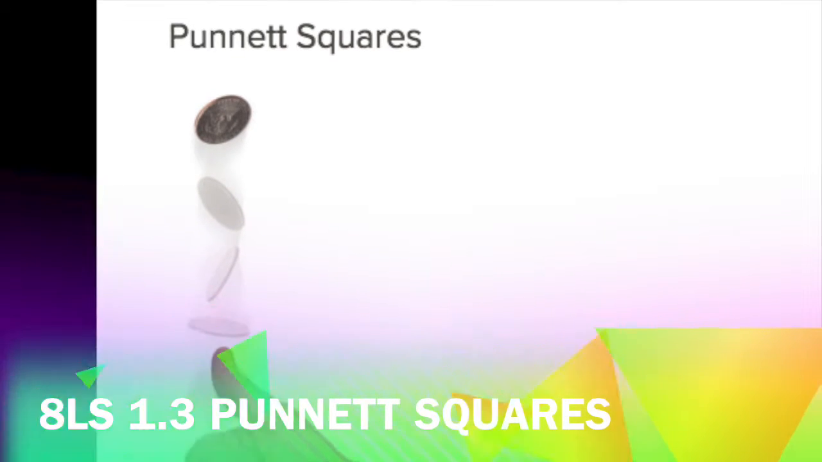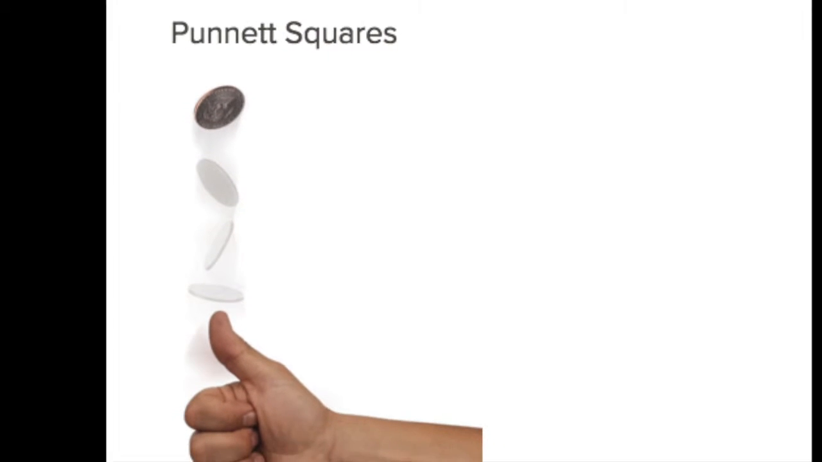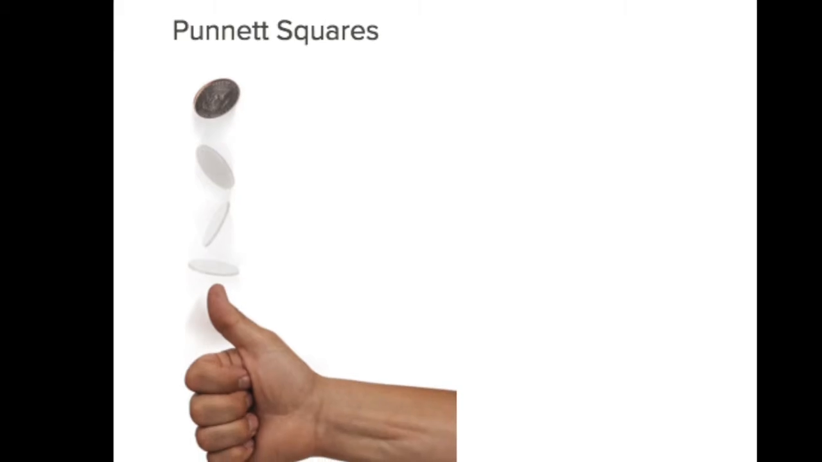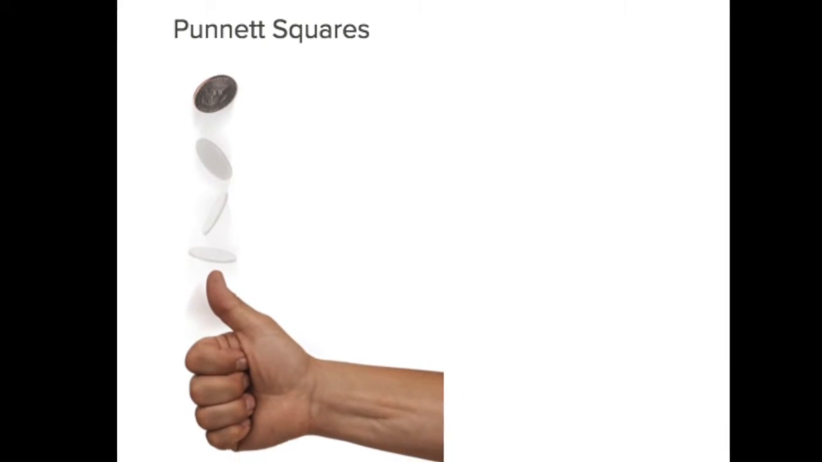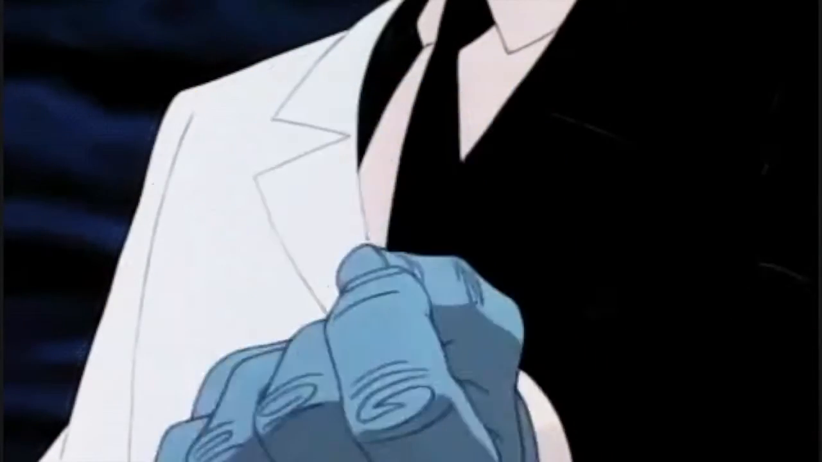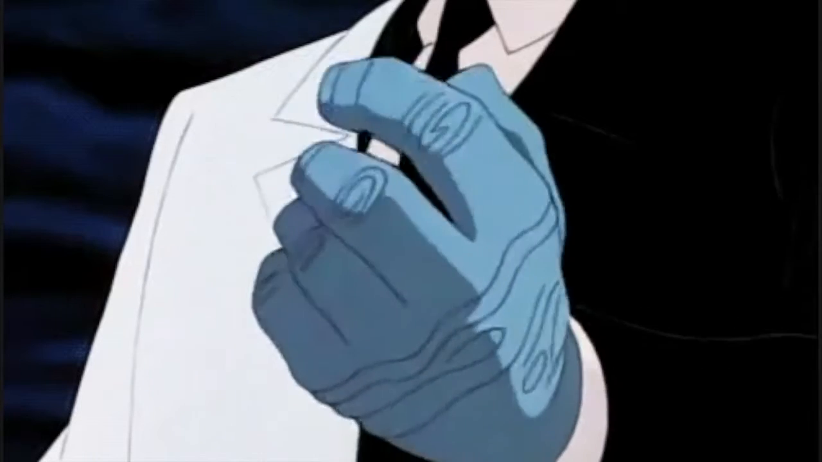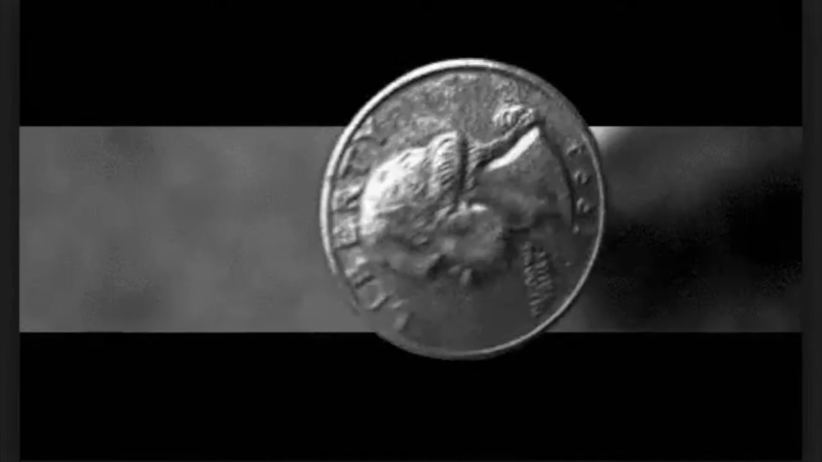8th grade life science. Now let's look at Punnett Squares. What's the chance of a coin landing on heads? There is always a 50-50 chance that a coin will land on heads. Half the time it will land on heads and half the time it will land on tails. What is the chance of it landing on heads twice in a row, or 3 times in a row?